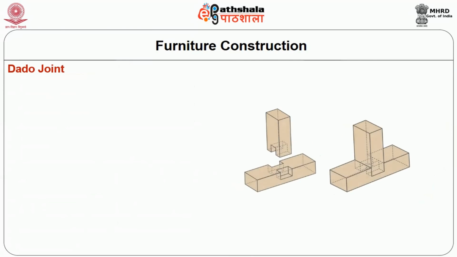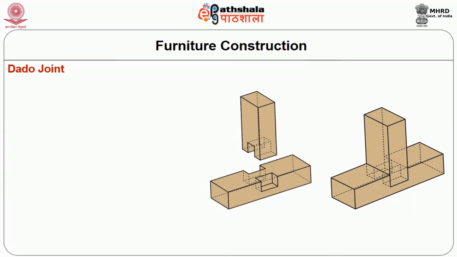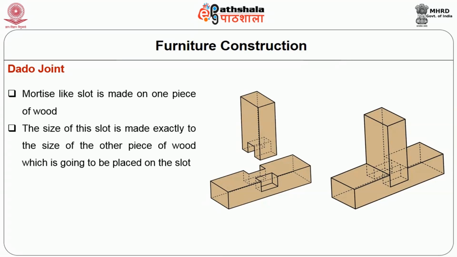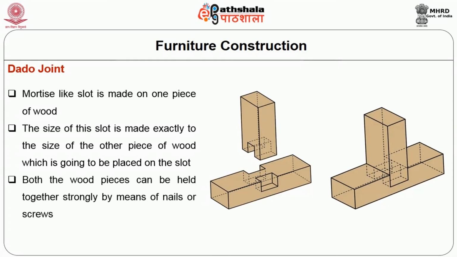The dado joint is somewhat similar to the mortise and tenon joint in technique. A mortise-like slot is made on one piece of wood. The size of the slot is made exactly to the size of the other piece of wood which is going to be placed in the slot. Both the wood pieces can be held together strongly by means of nails or screws.